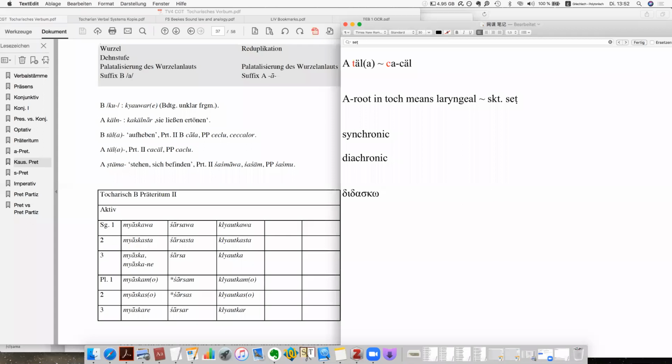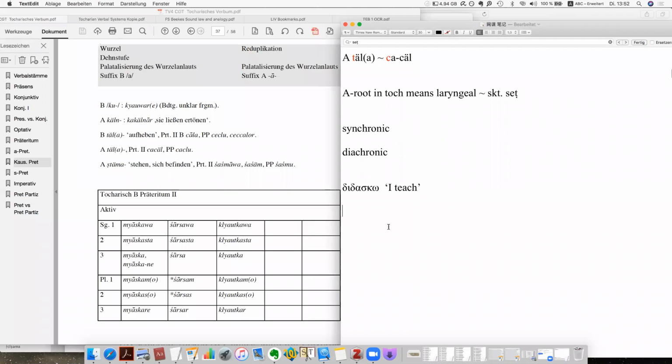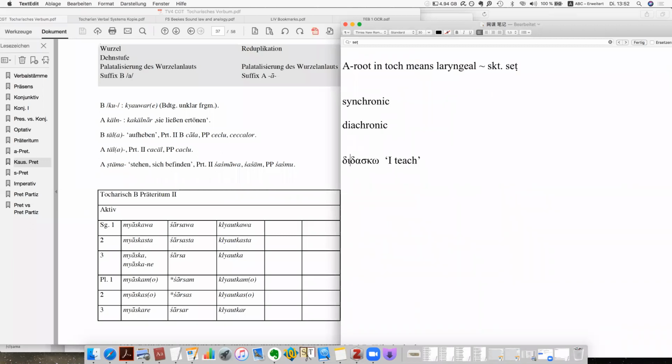And someone who knows English certainly knows the meaning of didasko. Yes, it means teach. I teach. Okay. And this word is reduplicated, right? And you all know that. And this sk is an ending, or not ending, sorry, suffix. This is the sk suffix.